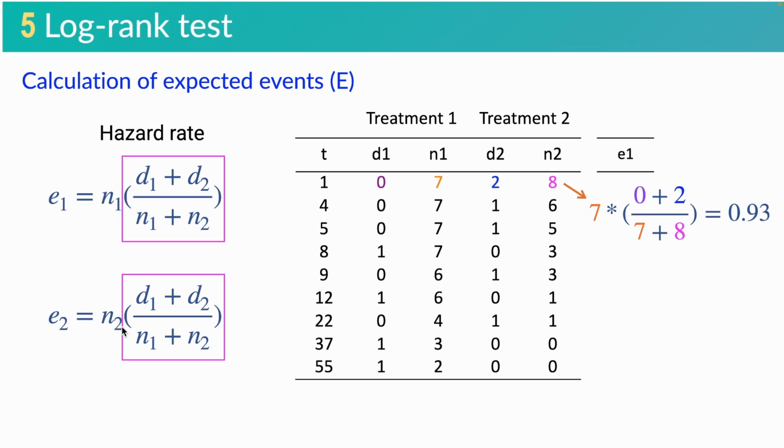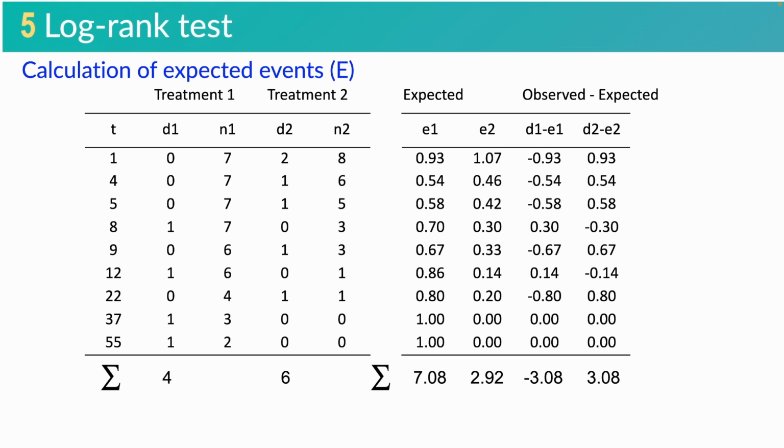Here is a detail of calculation for the hazard rate or expected event of treatment 1 at day 1, and the result is 0.93. You can easily calculate the expected event for the rest of both treatments. And these are the expected events at different time points for treatment 1 and treatment 2. After you have the expected event, you can calculate the differences between the observed and the expected event, as in the last two columns here.